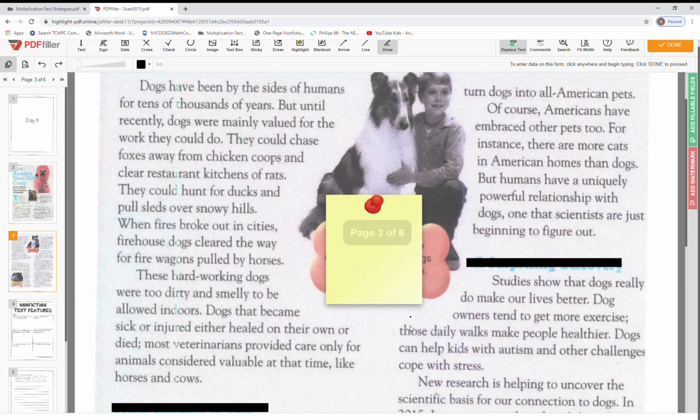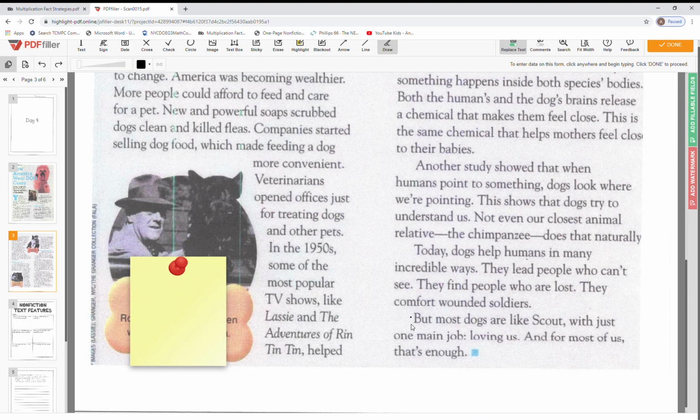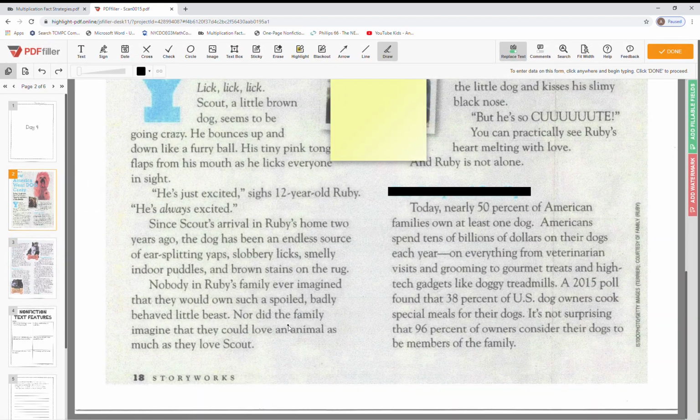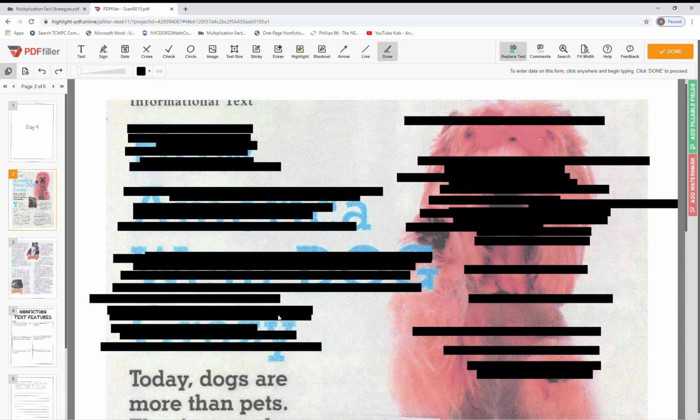I went a little bit overboard, but I really want you to understand how text features are used, or why the text features are there when the reader is reading. Why did the author place them there? Super important that you guys understand how important text features are to the story.